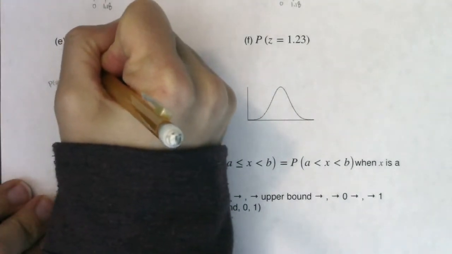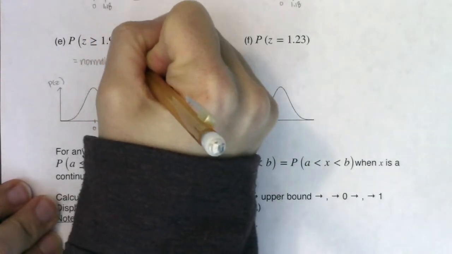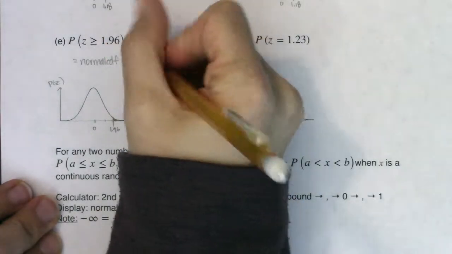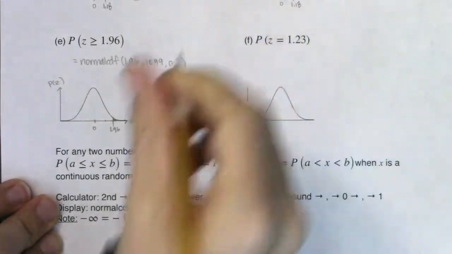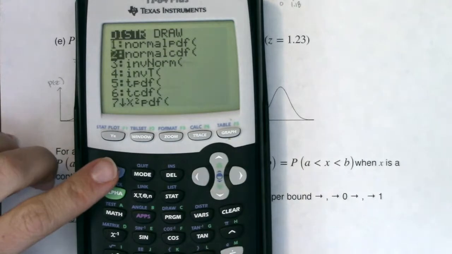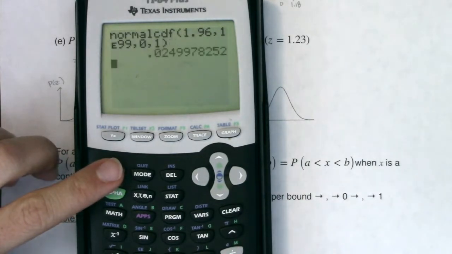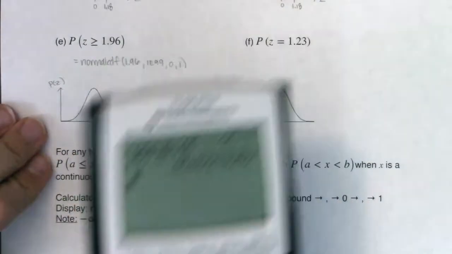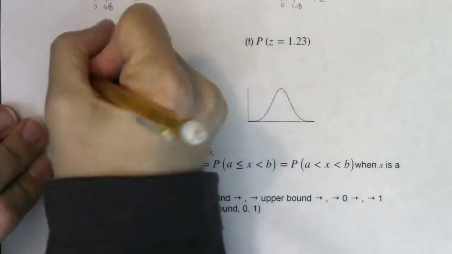So let's try this. This is going to be normal CDF. We're going to go low of 1.96, all the way to the right to positive infinity. My mean is 0 and my standard deviation is 1. Let's see what we're getting here. It looks like I'm getting a pretty small number, 0.025. That seems about right. I thought I would get 2 or 3% just because of how little I was shading.